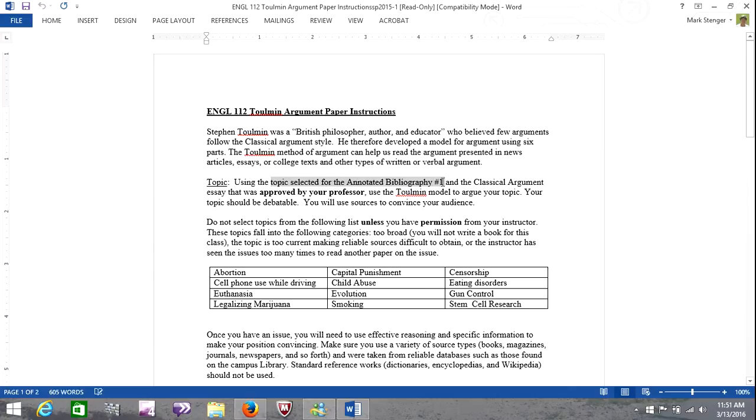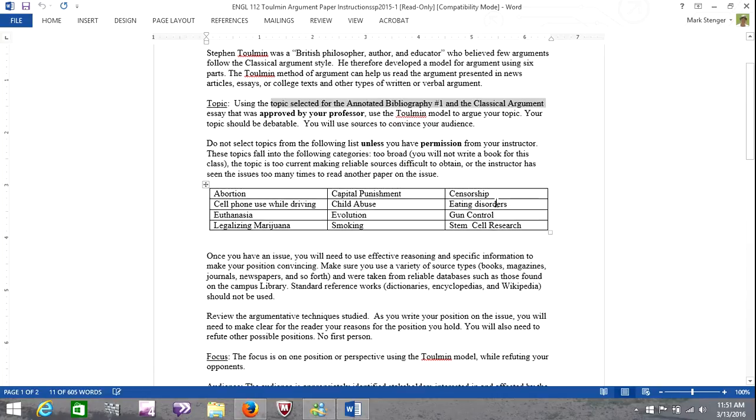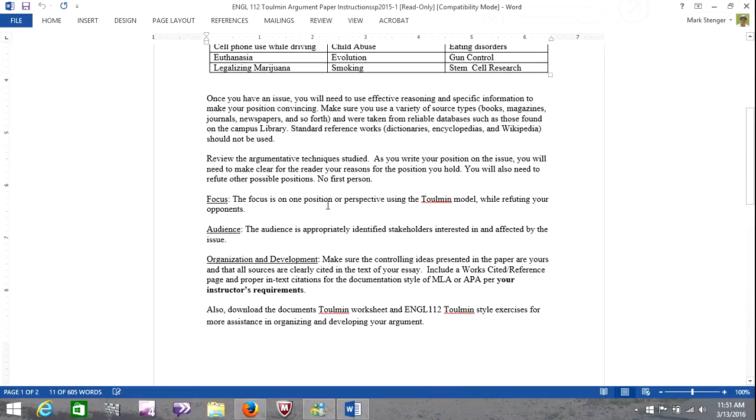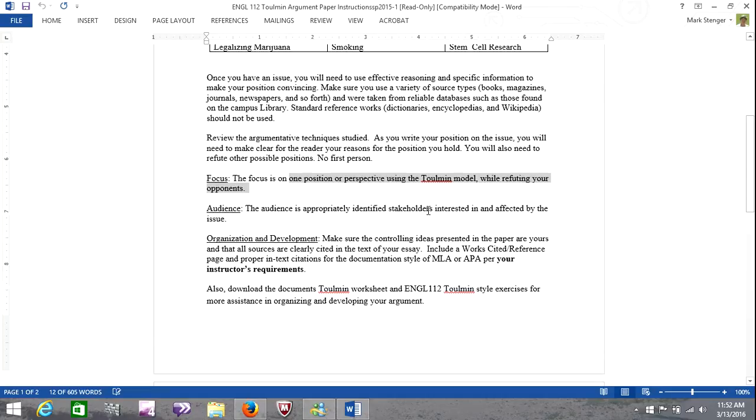Again, we're using the same topic as the classical argument. And everyone has avoided these successfully, so I don't need to spend any time reviewing that. Notice as it mentions, and we bring this up a lot because I think it's very important, you are arguing your position while refuting your opponents. And those are equally important. It's not just about stating your case, but it's about rebutting the opinions of those that disagree with you.